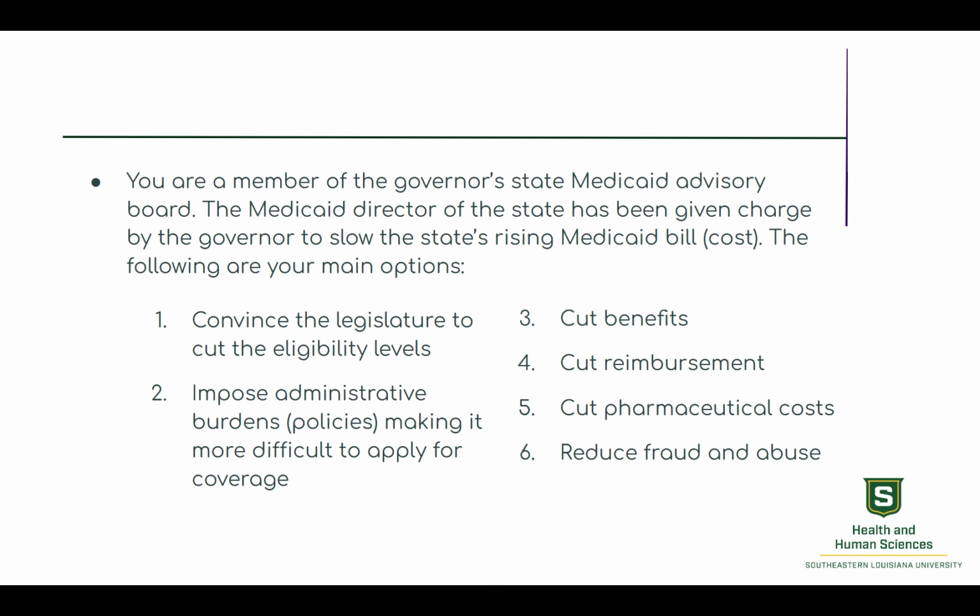Let's say you want to convince legislation to cut eligibility levels. Now, that is going to give you a lot of pushback. You're going to get a pushback from the legislators from the other political party. You're going to get a pushback from a lot of lawyers who may be arguing for, oh, we already have a problem with enrollment, with Medicaid coverage. If you cut eligibility, you're going to have a lot of people who are going to be without health insurance. So you're going to get a lot of pushback.